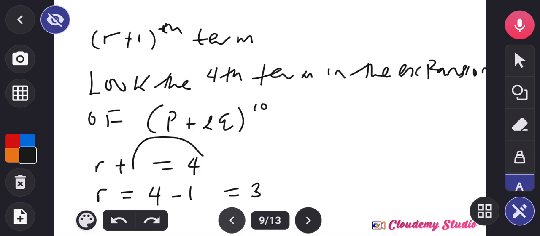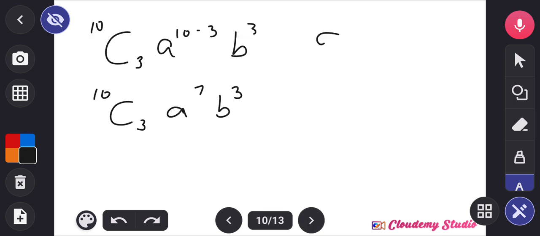Now in this case, they say we should look for p plus 2q. What's our a? Our a equals to p. Our b equals to what? Equals to 2q. As simple as that. You understand? Therefore, if we want to look for the 4th term in this case now, we already have everything that we need. Therefore, we are going to be saying what? We are going to be saying it is the same thing as what?